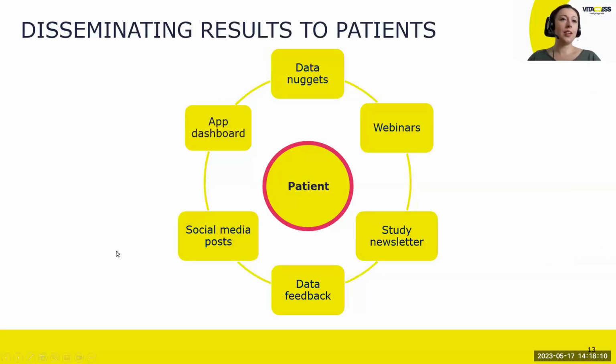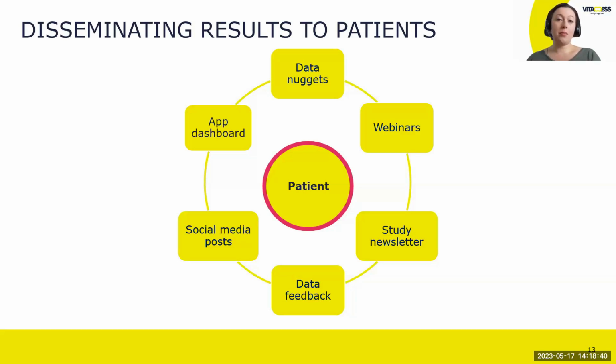So we've talked a little bit about conducting patient-centric research, but in order to have patient-centric research, we have to look at patient-centric results from that research as well, because if patients understand how their data are being used, then they're more likely to keep participating in the study and in research as a whole. So on the slide, you can see a few ways that we can disseminate those results to patients. One of which is data nuggets.